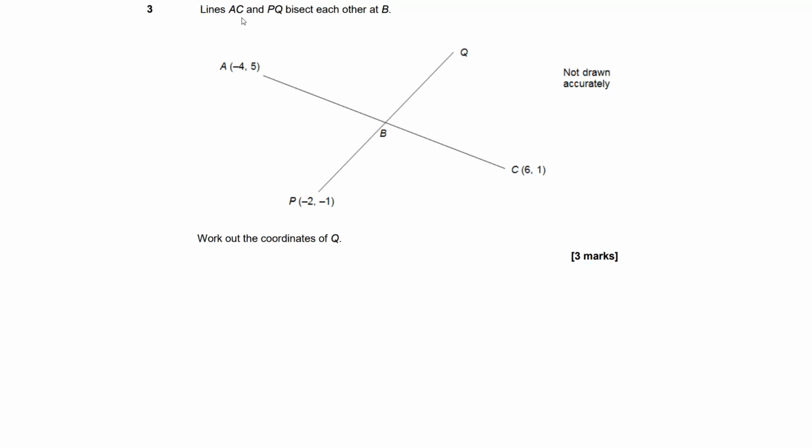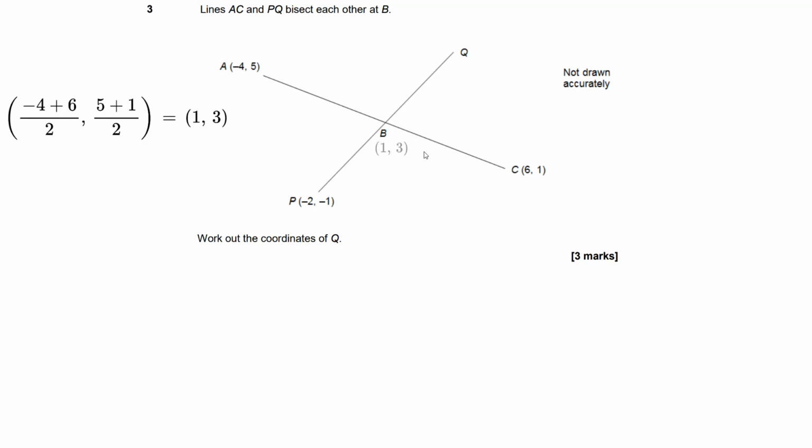Here we're told that lines AC and PQ bisect each other at B. So whenever you want to find what the midpoint is, so what B is, you just average out these coordinates. So this, add this, divide by 2 will give you the middle. So if you have a look at the x's first, minus 4 plus 6 divide by 2, and that gives you this x coordinate. Then 5 plus 1 divide by 2, and that gives you the y coordinate for this. So that gives you 1, 3. You can take a second to look through that and check it.